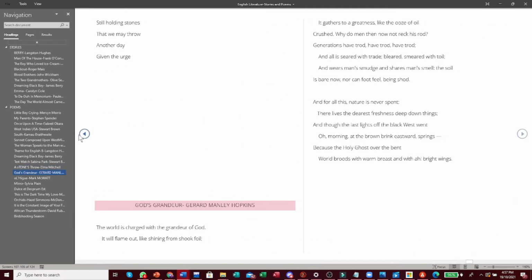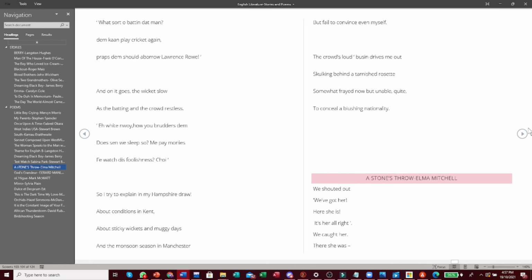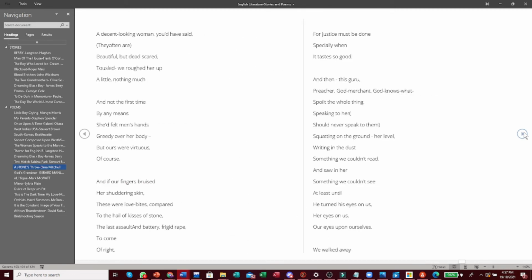So, y'all understand? What do y'all understand? What else do you get? What else do you feel? And pay attention to the brackets as well, by the way. These brackets are important. A decent looking woman, you would have said. They often are. What does that say?